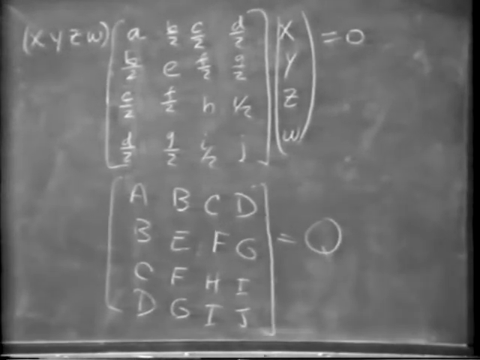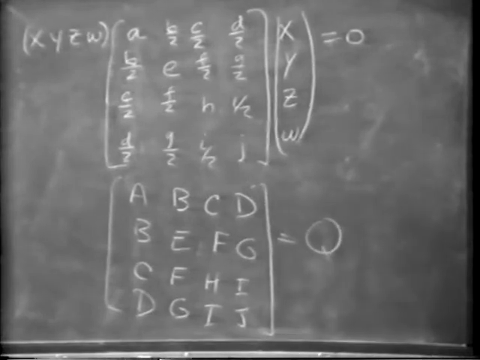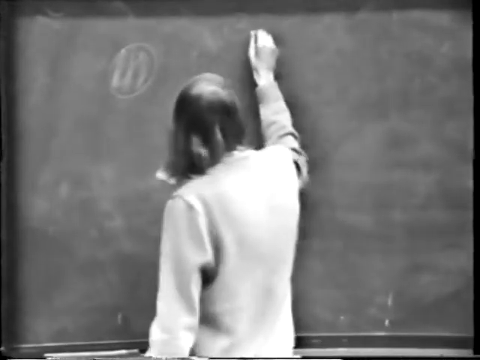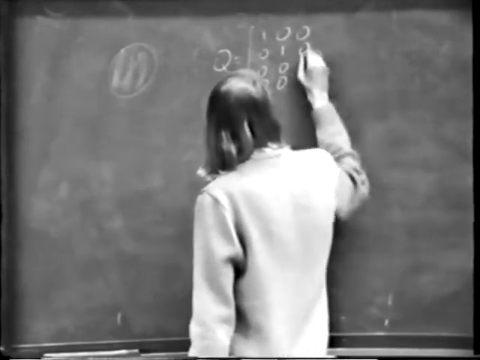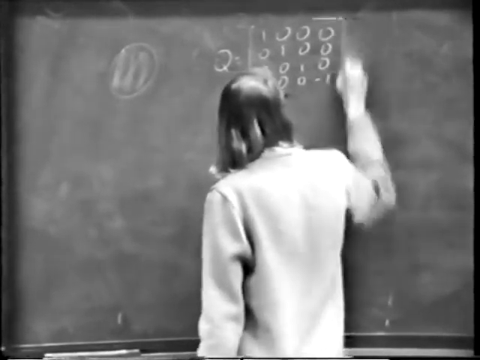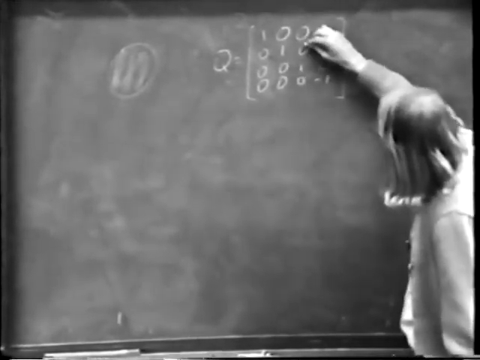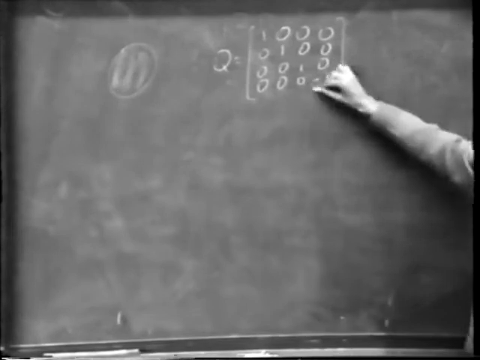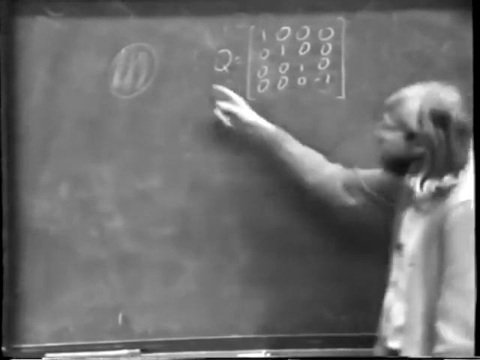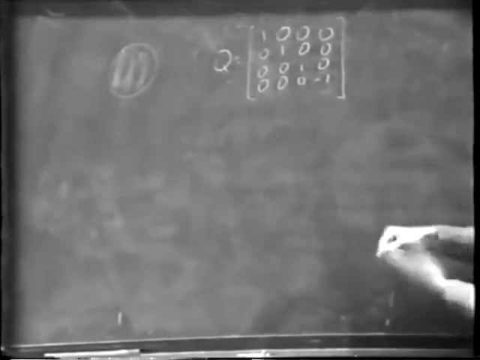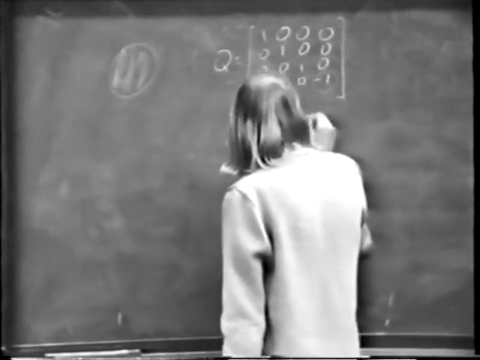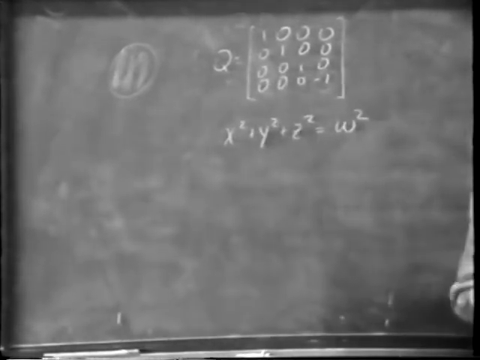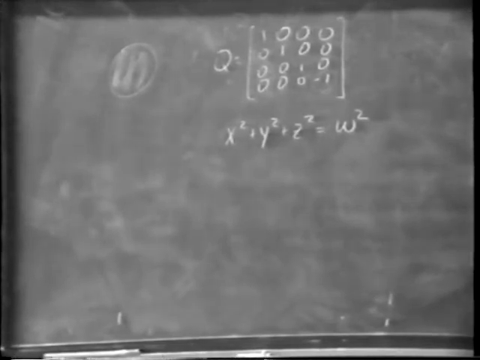Now, let's take a couple of simple examples here. If we take Q as being the matrix which looks almost like an identity matrix, except it's got -1 down here instead of +1. If you plug in x, y, z, w times these things and multiply it out, you discover that this stands for the equation x squared plus y squared plus z squared equals w squared, which is a unit sphere centered at the origin.